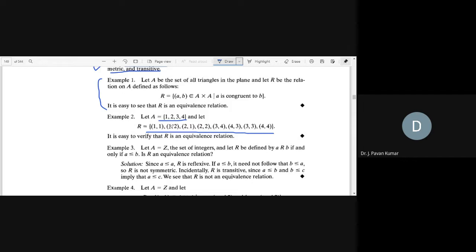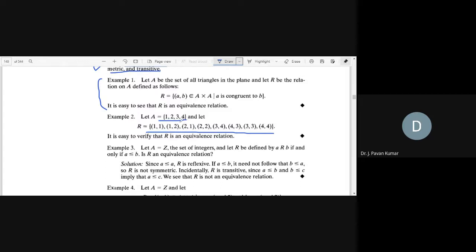First of all, we have to check whether it is reflexive or not. (1,1) is there. (2,2), yes. (3,3), yes. (4,4), yes. So it is reflexive, straight away we can say. Now we have to check whether it is symmetric or not. Symmetric in the sense (1,2) is there, (2,1) is there. Okay. (3,4), (4,3) is there. So the remaining are all like (3,3), (4,4) only. So we need not worry about that.